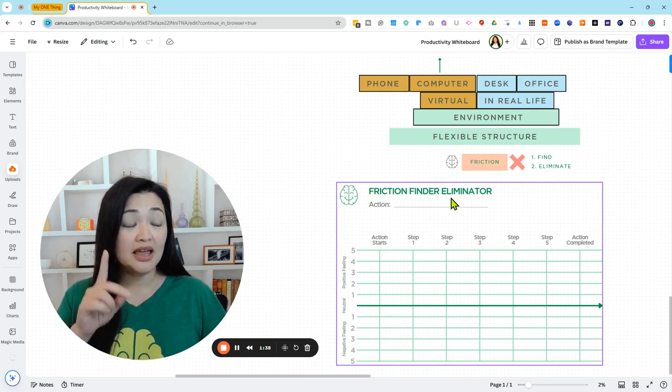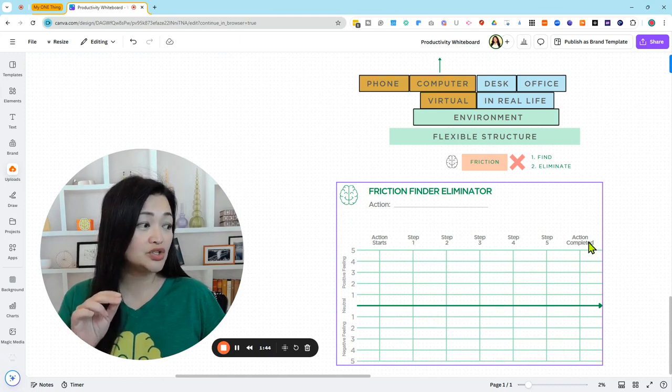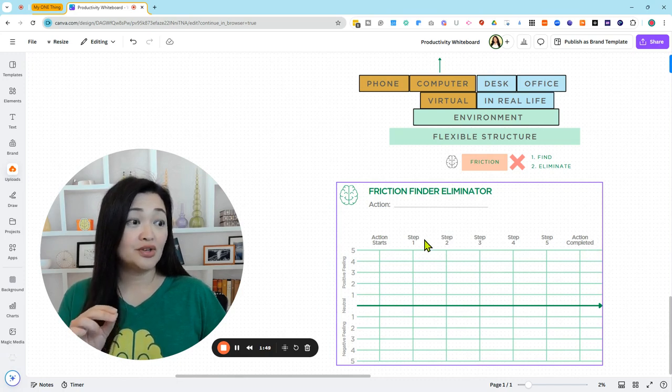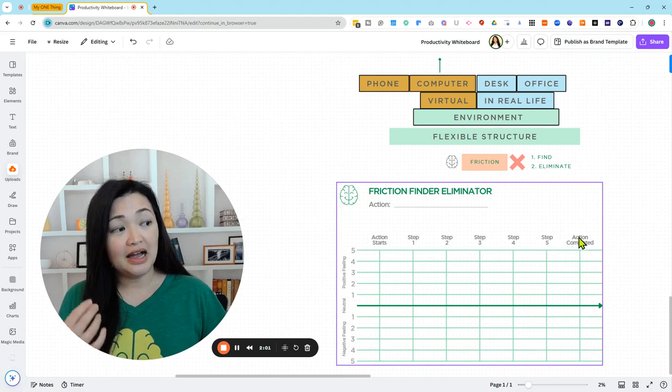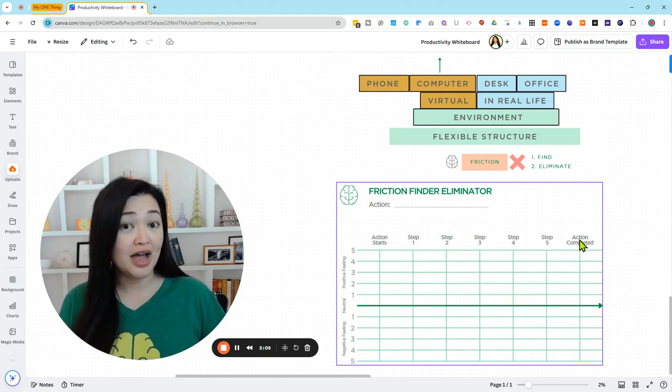Step one is to identify what specific moments along your journey you feel mattered the most. So that's why it's broken down to step one, step two, step three, step four, step five. You can have more steps or fewer steps. I just put five steps here just in case. And those are the different steps that you take to complete your action.